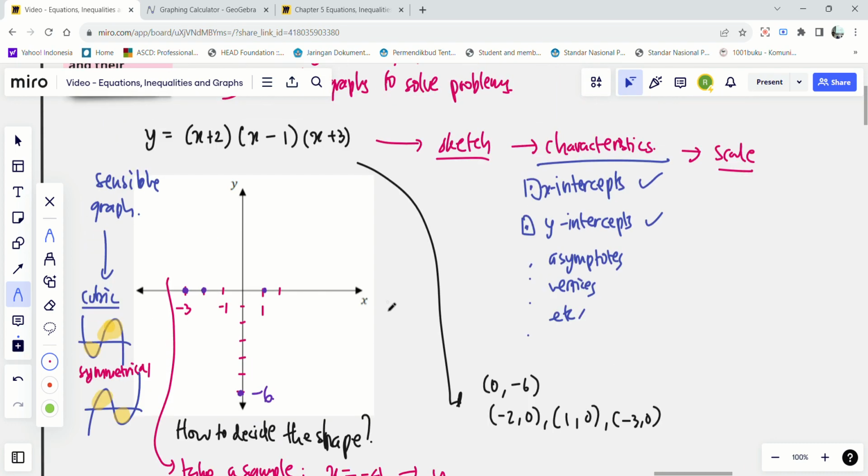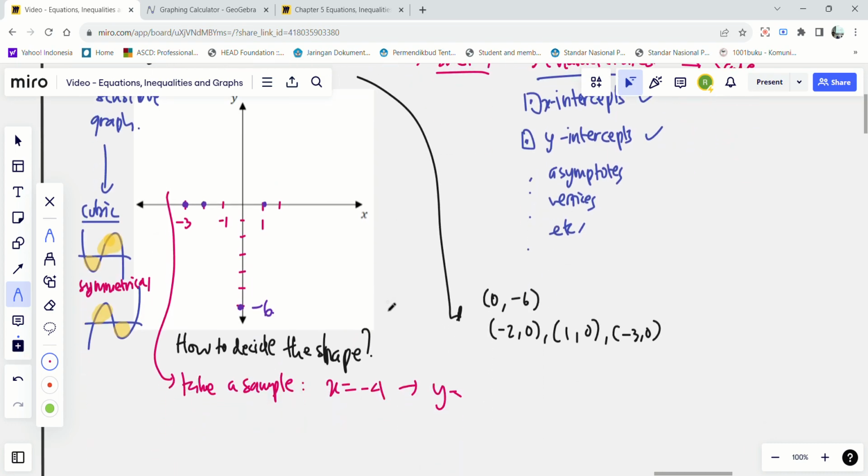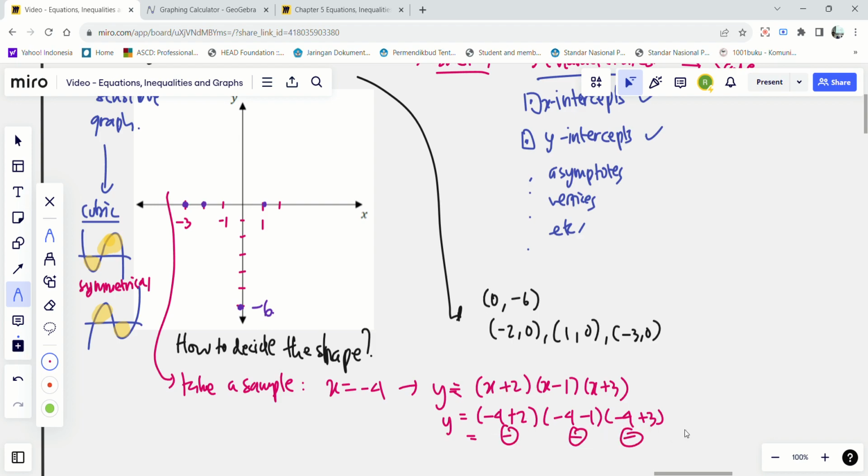So what is the function? x plus 2, x minus 1, x plus 3. So let's plug in x equals -4: -4 plus 2, -4 minus 1, -4 plus 3. It doesn't really matter what the value is, what matters is the sign. So here it will be negative, negative, negative. It means if you multiply everything, it will be negative, which tells you that you should start from the lower, going up, going down, and so on. That's one way to do it.